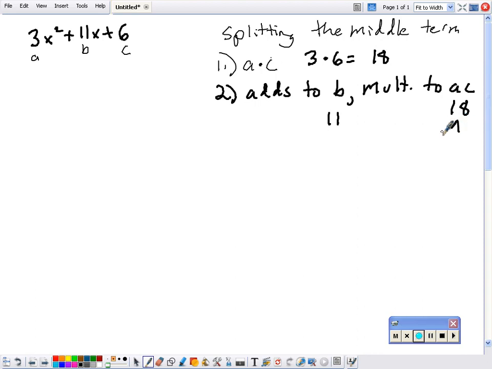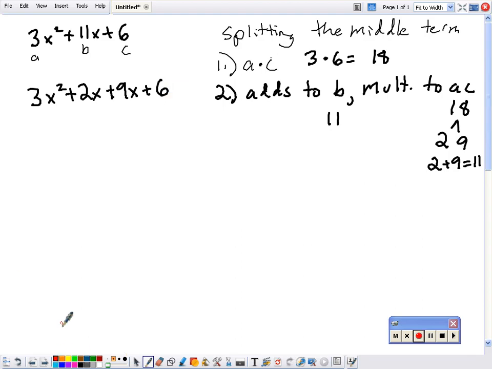So we think about what multiplies to 18, and the first thing I think of is 2 and 9. And sure enough, 2 plus 9 is 11. So those are going to be the numbers we use to split the middle. We're going to rewrite our trinomial as 3x squared plus 2x plus 9x plus 6. It doesn't matter if you put the 9 or the 2 first.